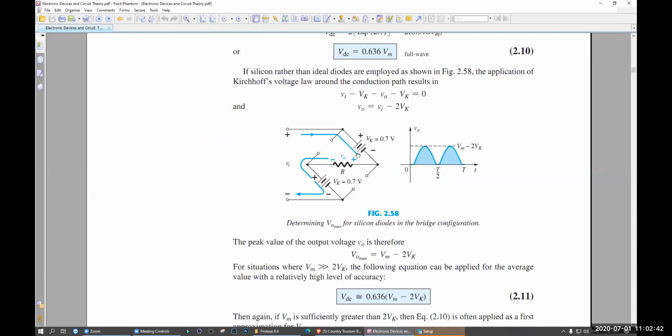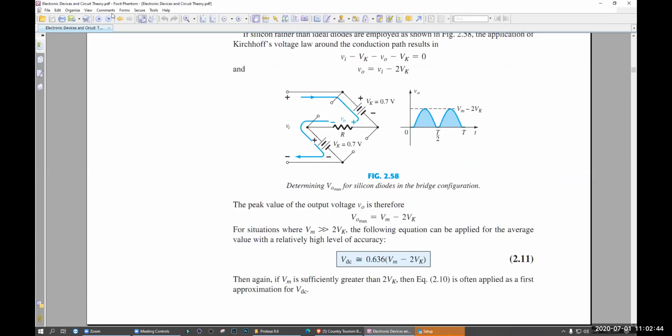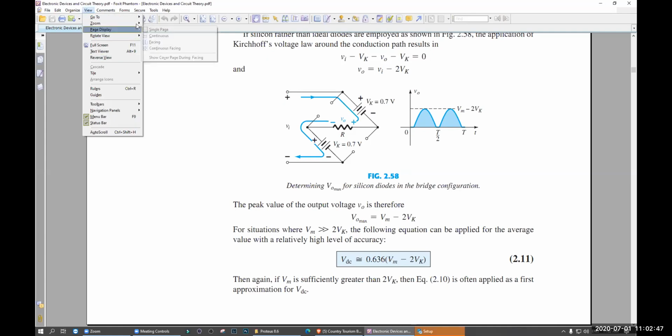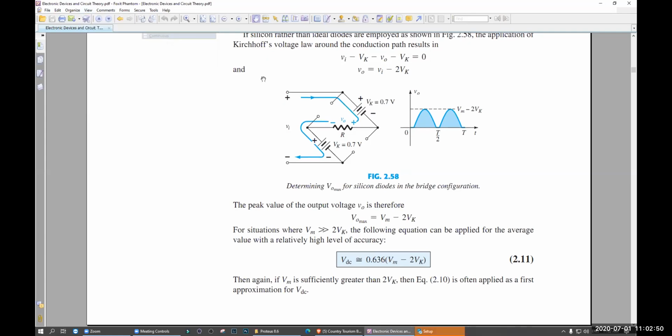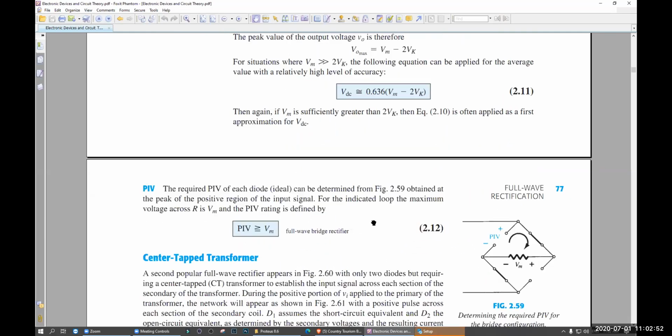PIV. What is PIV? PIV is the highest possible value that one diode can sustain. That means your diode must sustain your input voltage. If it cannot sustain your input voltage, it will be gone, it will blast, or it will be damaged. That's why your PIV should be greater than Vm. That means your diode must sustain more than your Vm. That means the highest value.